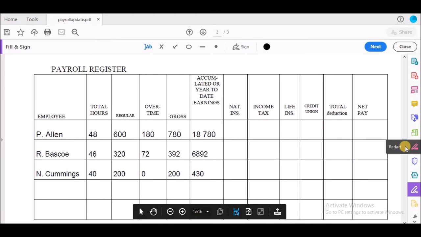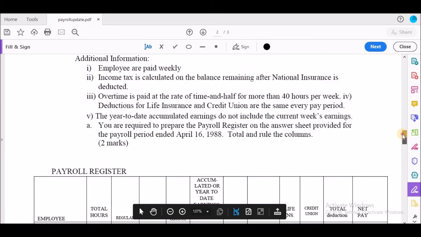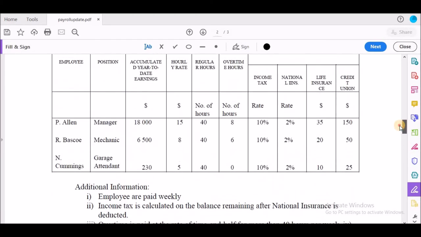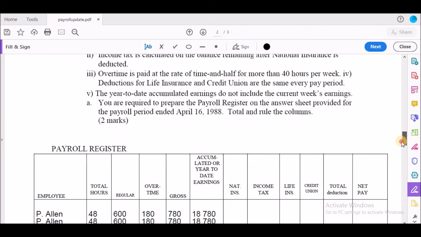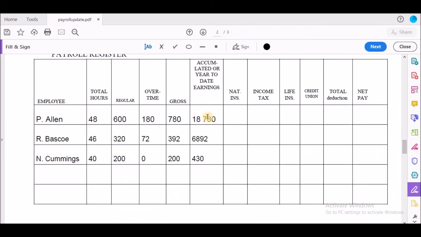National Insurance now. National Insurance is 2%, so we're going to find 2% of the gross salary for each employee. So 2% of 780 is $15.60.